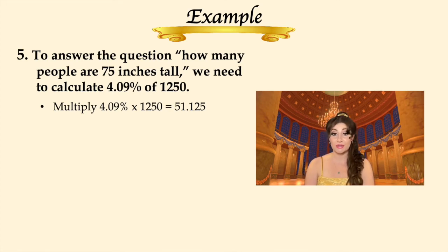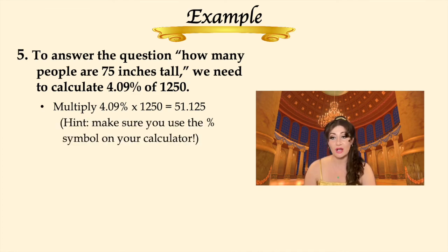There are two ways to do this. You can either take your calculator and multiply 4.09 using the percent symbol and multiply by 1250, you will get 51.125. And it's totally recommended to go ahead and round to the hundredths place. So you could say 51.13. Make sure you are using the percent symbol on your calculator. If you do not have a percent symbol, that is totally fine.